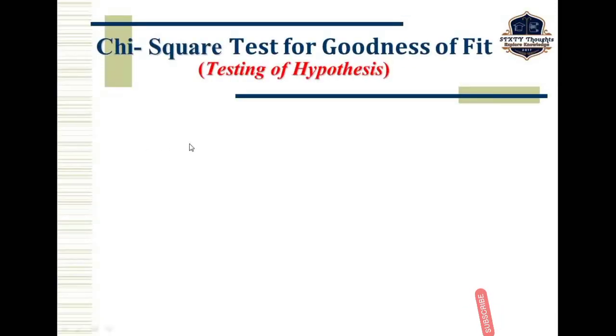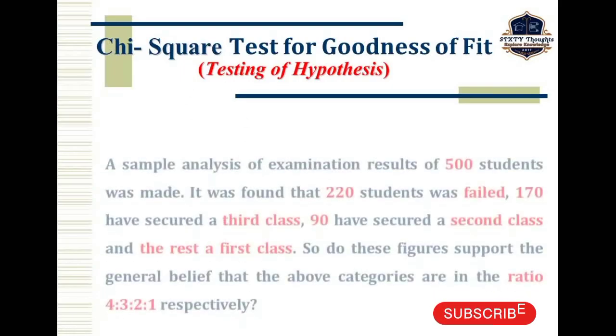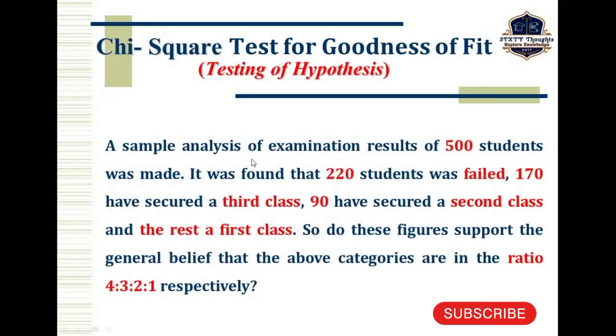In this video lecture, we discuss one of the interesting real-life applications of chi-square test for goodness of fit in testing of hypothesis. Let us consider the given statement. A sample analysis of examination results of 500 students was made. It was found that 220 students failed in all the subjects, 170 students secured third class, 90 students secured second class, and the rest of the students secured first class.